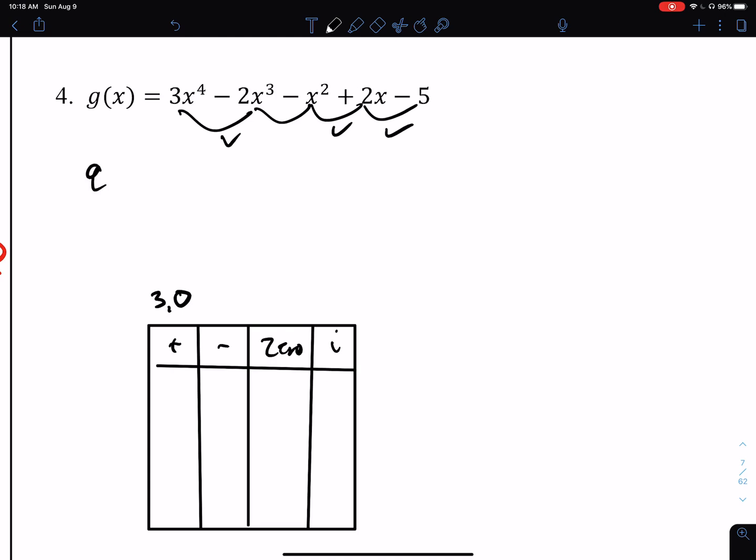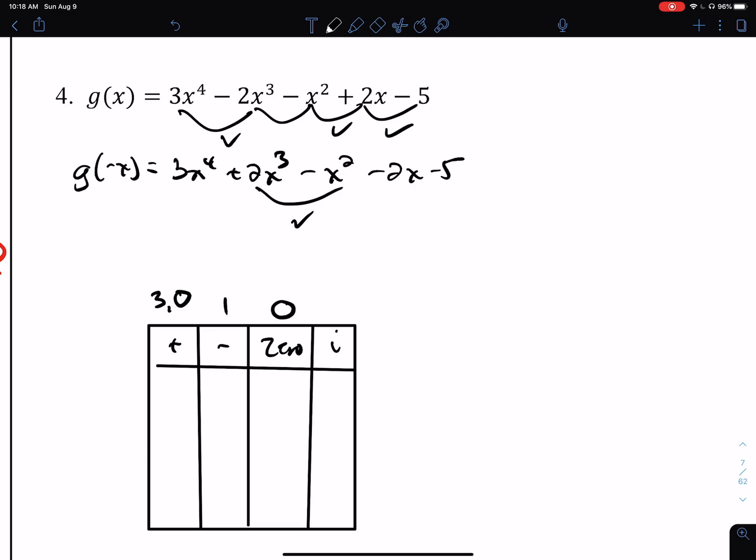Negative g of x, g of negative x, is going to be 3x to the fourth plus 2x cubed minus x squared minus 2x minus 5. One sign change. So this is 1, indisputable. There are no zeros because this has a constant. As far as imaginary goes, there could be 4, 2, or 0 because the degree of the polynomial is 4. Fundamental theorem of algebra says there are 4 zeros.